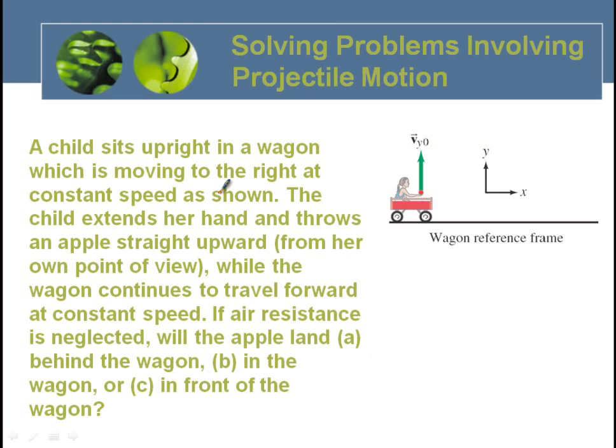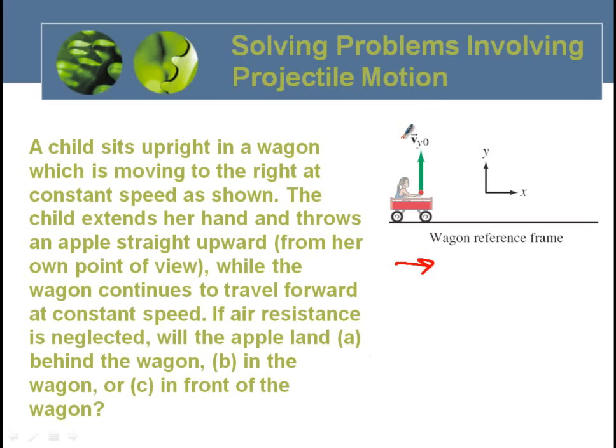All right, here's just a little conceptual kind of thing. A child sits upright in a wagon, which is moving to the right. The wagon's going this way at a constant speed. The child extends her hand and throws an apple straight upwards.